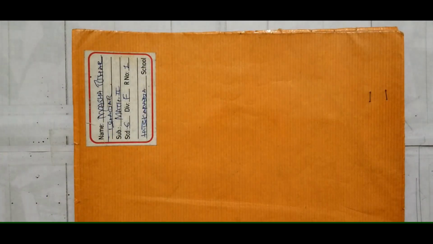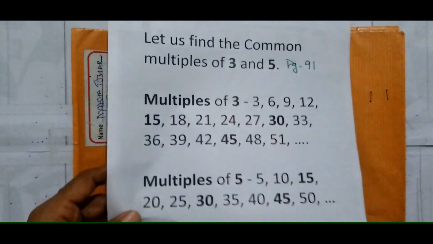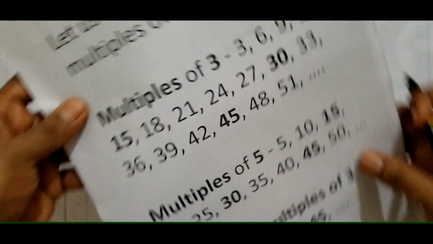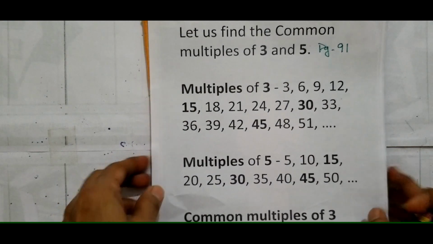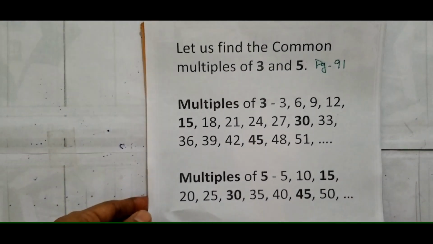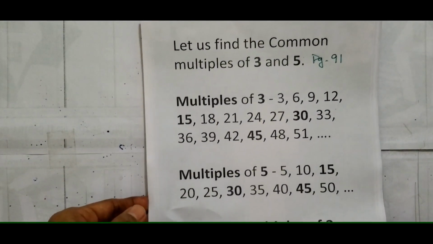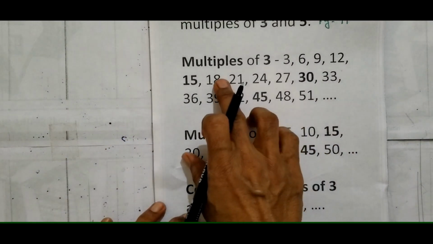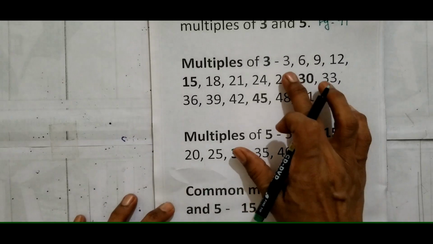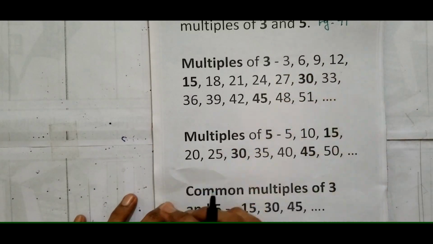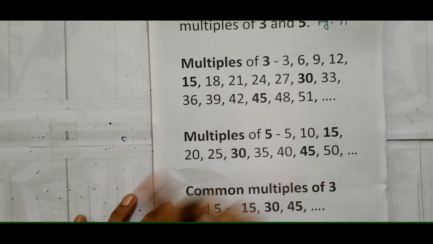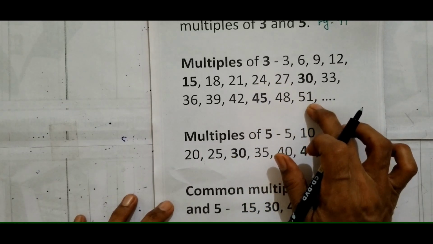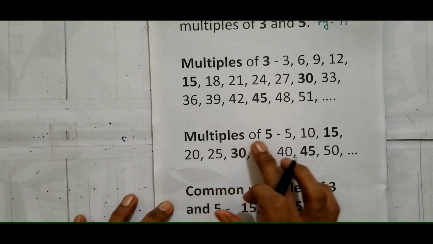Now let us do it by the other method. Let us find it by writing the multiples and circling the common multiples. Multiples of 3: 3, 6, 9, 12, 15, 18, 21, 24. I have written it till 51. 17 3s are 51.